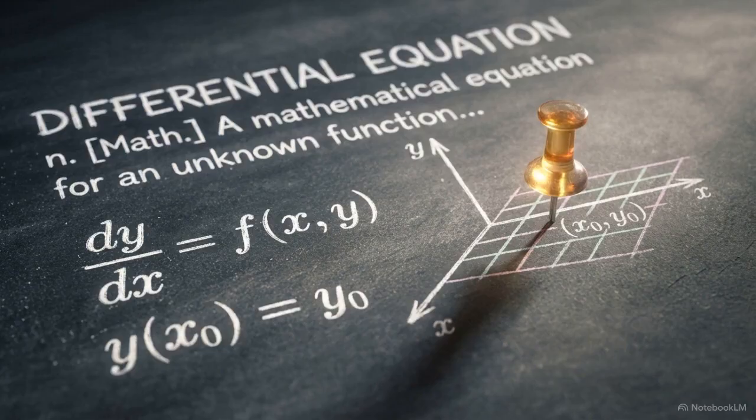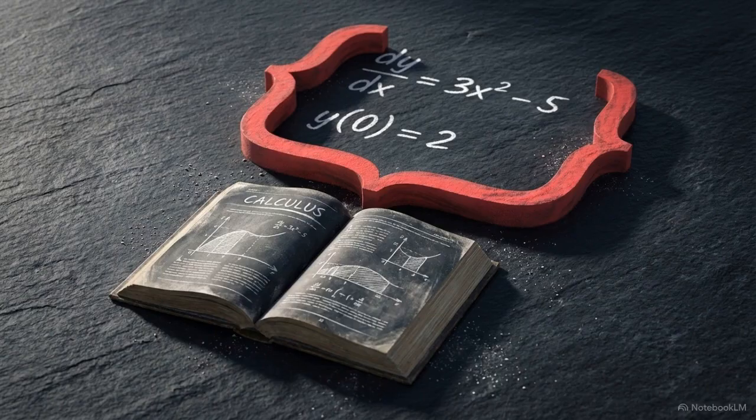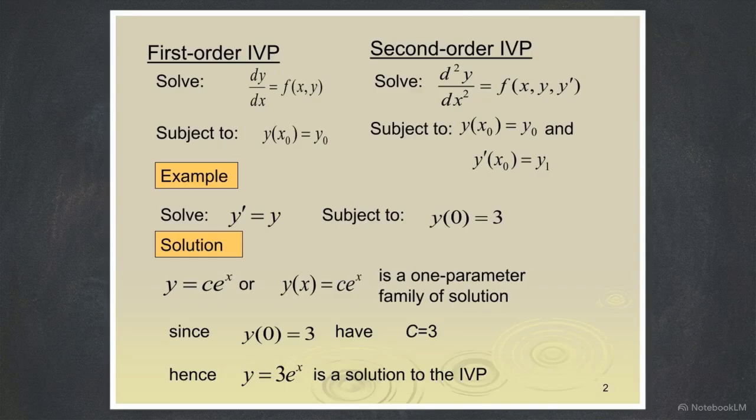This pairing, a differential equation and a starting point, is called an initial value problem, or IVP. An IVP is a differential equation paired with a specific value of the unknown function at a given point in its domain. This chart compares the formal notation for these setups.